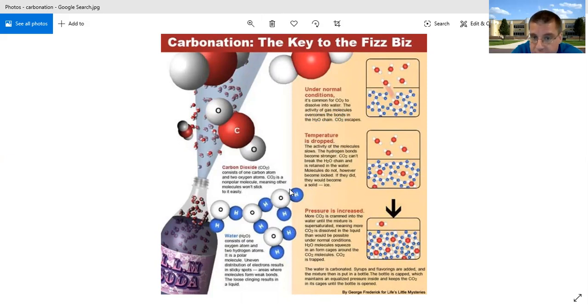They're not breaking the H2O molecule. Look at the mouse: the H2O molecules are still together. This is a physical change. All it's doing is breaking the IMFs, the intermolecular forces of attraction. You need to understand that.